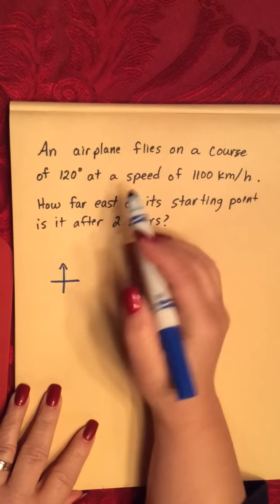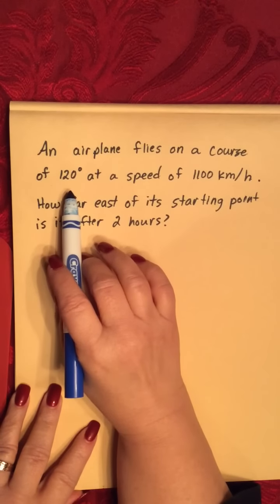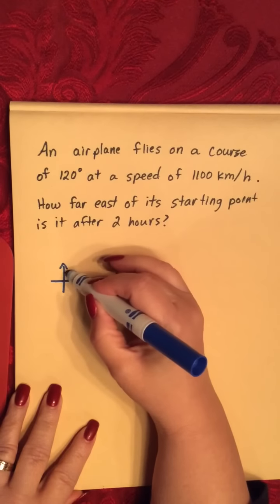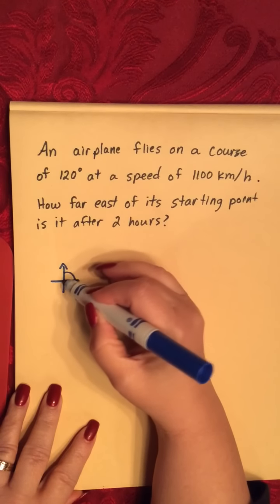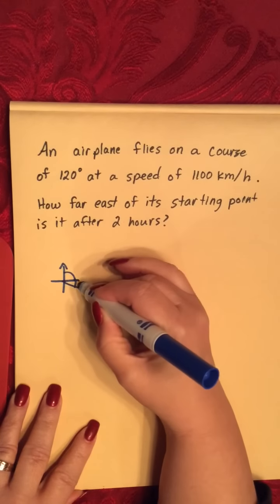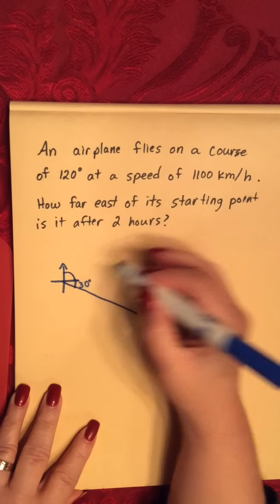This is north, and the airplane flies on a course of 120 degrees. So that would be 90 plus 30 degrees more. So this little angle right here is 30 degrees.